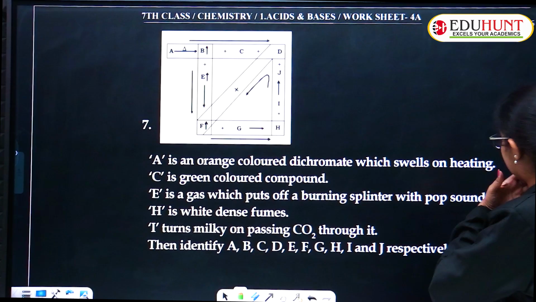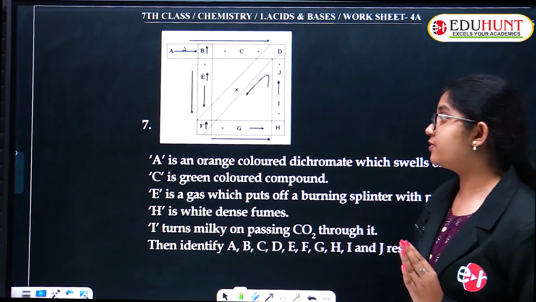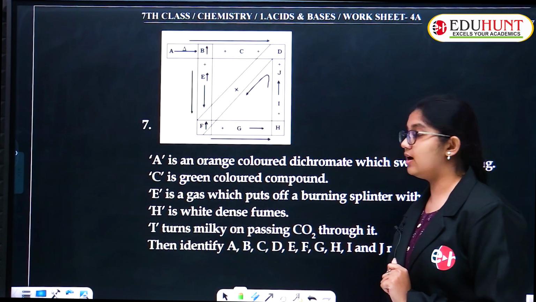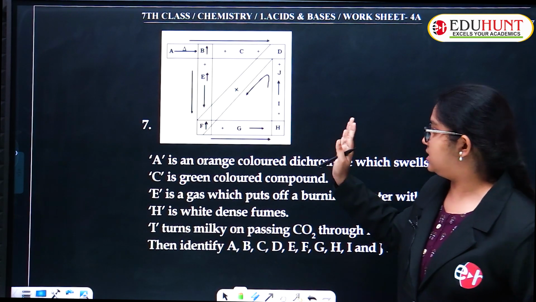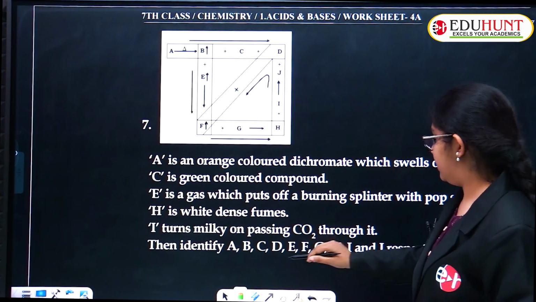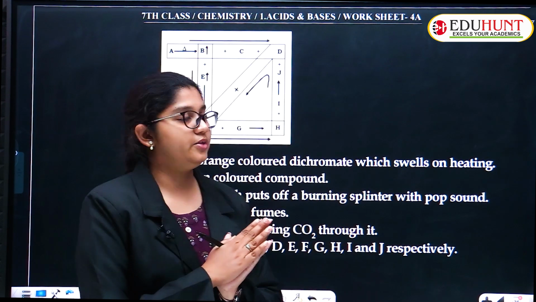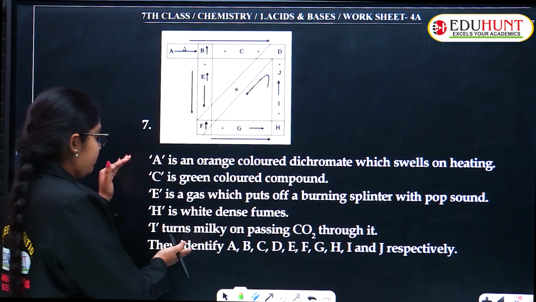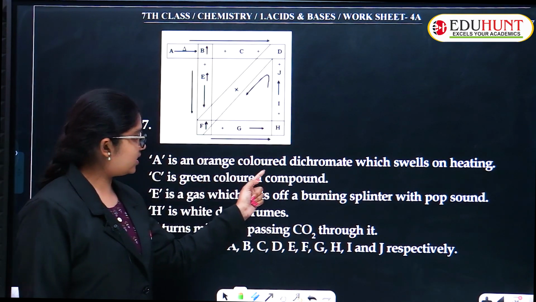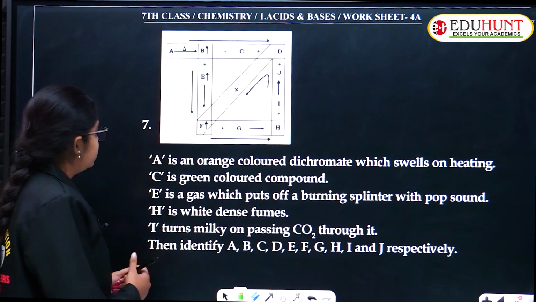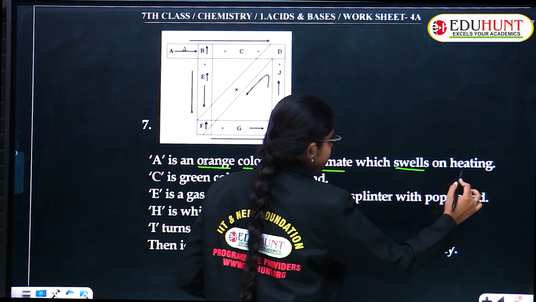Yes, the last question in the particular mains model worksheet 4A, and this is something tricky. You have to observe clearly and do the process. Okay, 7th bit, a flowchart is given for you to identify A, B, C, D, E, F, G, H, I, J. O is also given. We'll find out what that is. First of all, give the information in the question, and then read out all of that. A is an orange color dichromate which swells on heating.